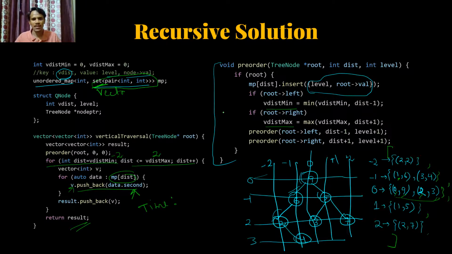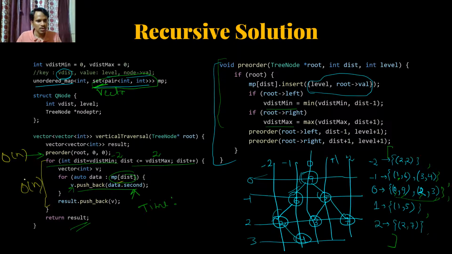The time complexity is basically the time required for pre-order here, which is O of n, and this loop. This loop is basically for all the vertical distances. We are basically traversing all the elements, right? This map will basically contain elements at a particular vertical distance. So overall this is also order of n. So order of n plus order of n is basically order of n.